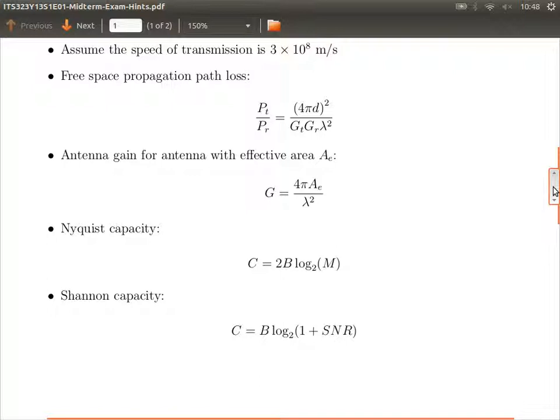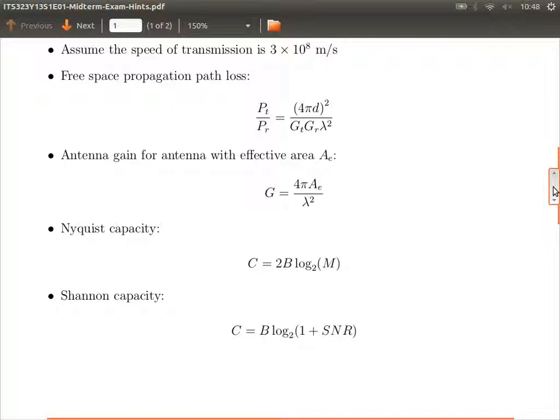Decibels: dB equals 10 log base 10 of some power ratio. That's not given. So you need to know how to convert between, say, dBm and milliwatts, and in the opposite direction. These 4 equations are given, but as we'll see in some of the questions from last year, you need to know what the values mean.